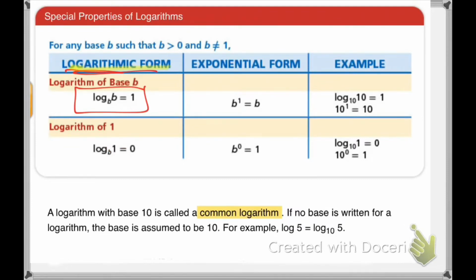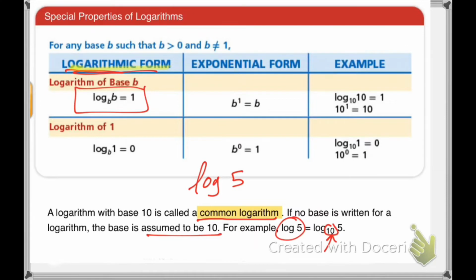Now the last one is the common logarithm. A common logarithm is where we don't write the base. For example, I could write it like log of 5. Notice that I don't have the base there. Well, if you don't actually write the base, it's assumed that the base is 10. It's assumed to be 10.